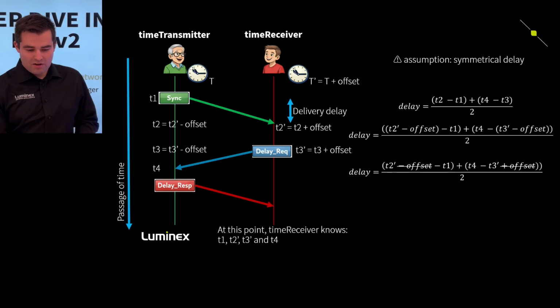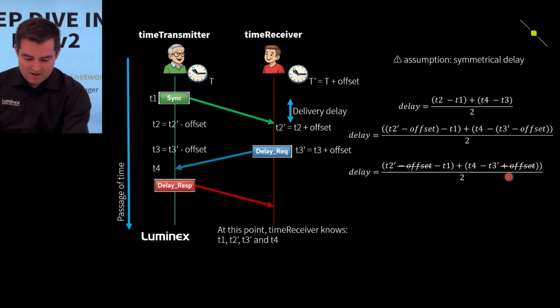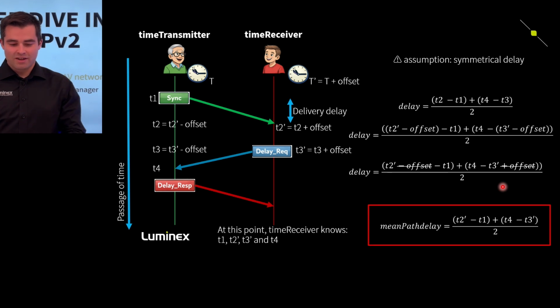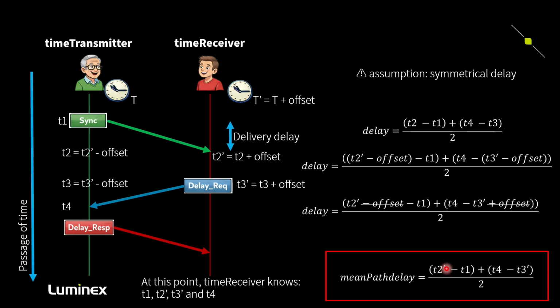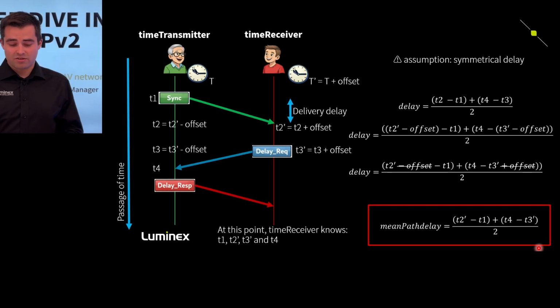Since this on one side is minus the offset, and here we have 2 times minus, which becomes a plus, the offset goes away, because it's minus the offset plus the offset, so the offset can go. And then this can be simplified again to this equation, which looks almost the same as the first one, but now with the 4 values that are known by the time receiver. So at this point, we know the delay, but we still don't know the offset yet, which the time receiver needs to know to adjust its own clock.